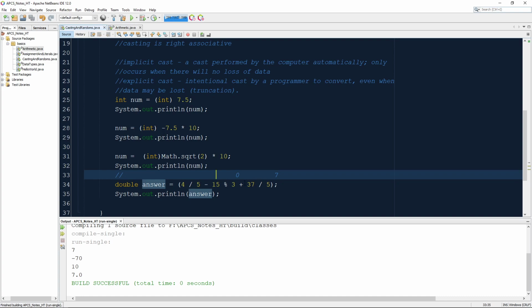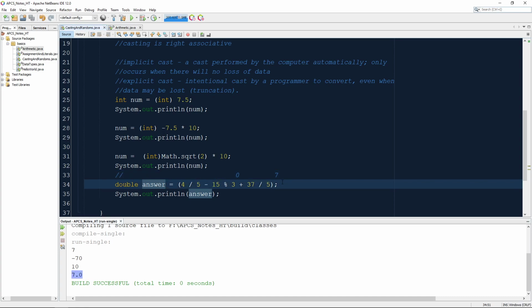So I should get 7.0, because 7 as an int is implicitly cast to a double when it's stored in a double variable, because there's no loss of data. So we end up with 7.0 as our answer. Now what happens if we did a cast here? Does it have an impact?